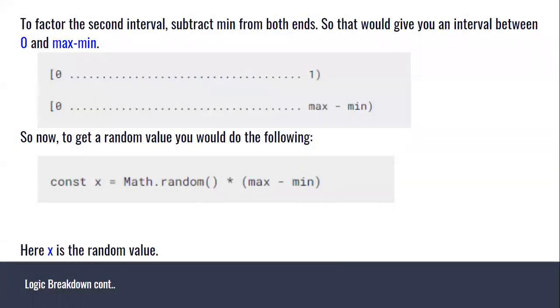If you wanted to really get into this, to factor the second interval, we're just trying to figure out that calculation. Max minus min, it's going to give us 100 minus 0, or what have you. So now to get a more random value, we'll do the following: a random number times the difference of that, and then you store it in the constant x. Just breaking it down, if you're still with me, you don't have to really know the calculations, just trying to show you what that does.